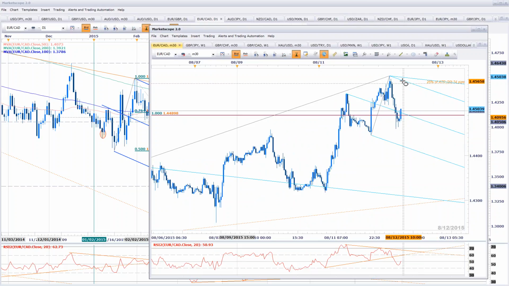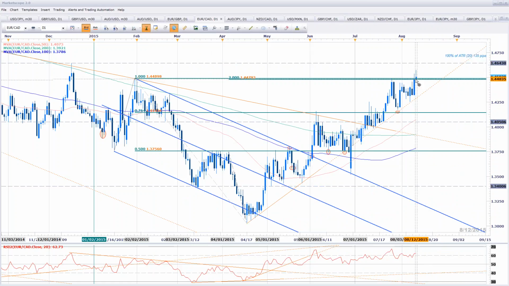Let's see if we see some resistance up here, but the close on a daily basis is going to be the biggest ball game changer here.